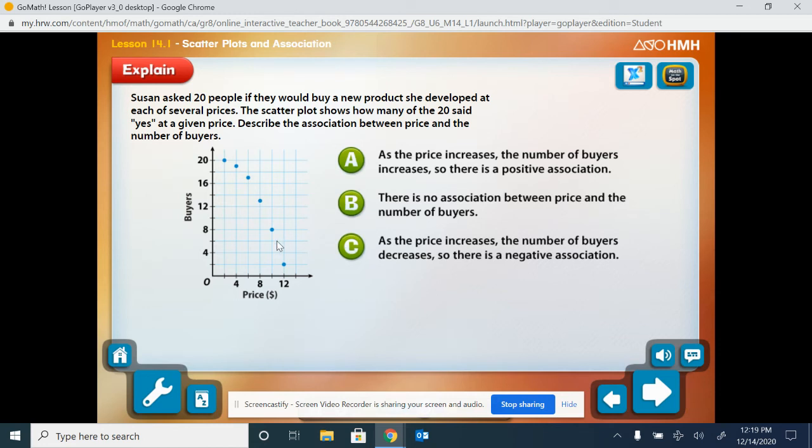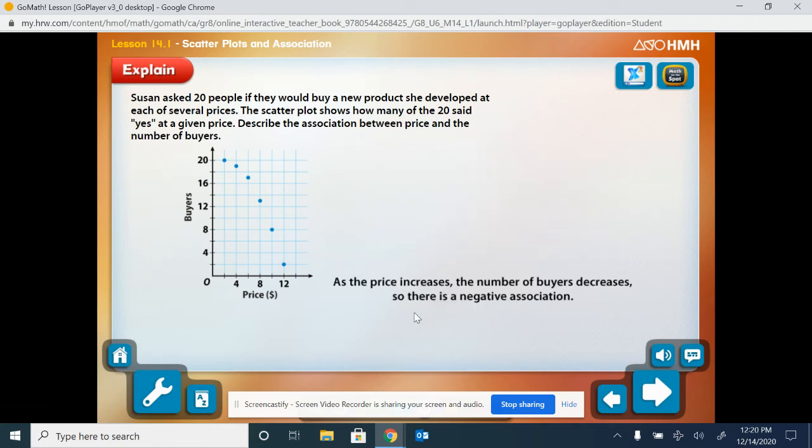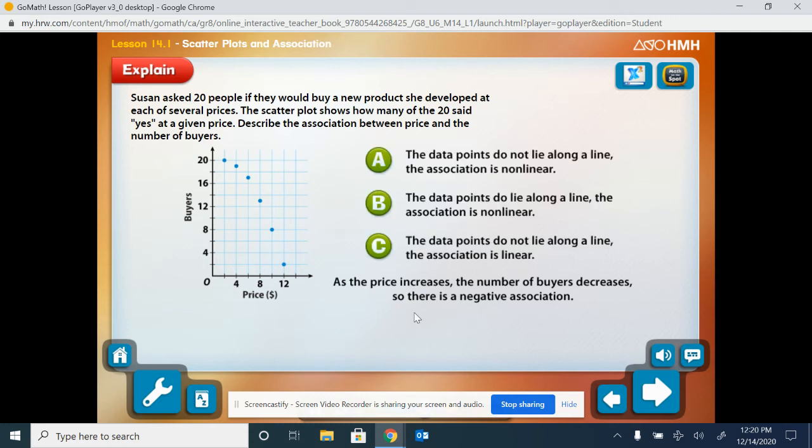As the price increases, the number of buyers decreases, okay? So as the price increases, the number of buyers decreases. So there's a negative association, the points are going down. Yep. B. Good job! As the price increases, the number of people willing to buy the product decreases, which is a negative association. Which statement best describes the association shown in the scatter plot?